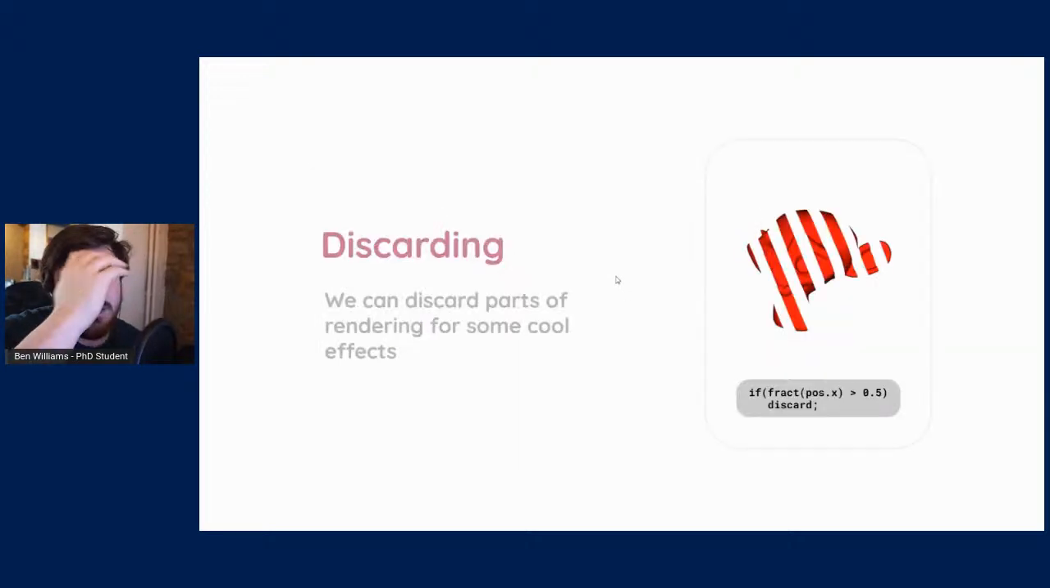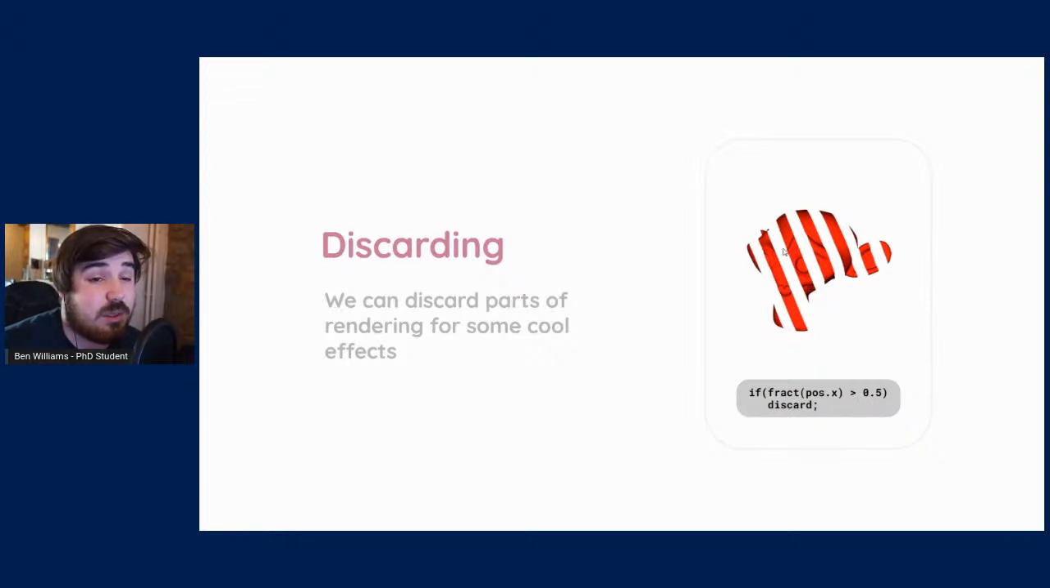We can do other kind of weird effects as well. So if we take the fractional part of the position.x, if you're wondering what the fractional part is, it's just all the numbers after the decimal point. So it's the same as pos.x modulo 1. We take the fractional part of this position and we say if it's over some threshold value, then discard.